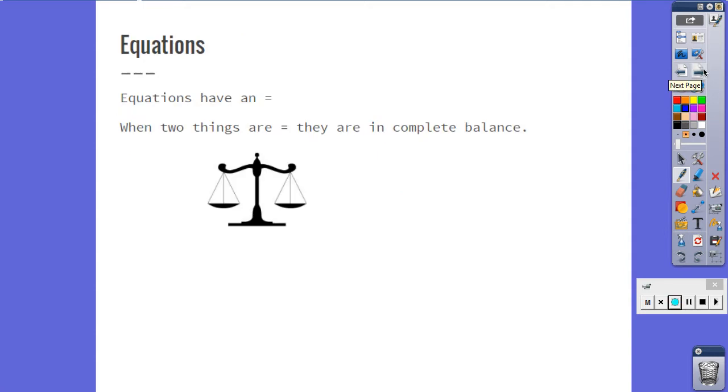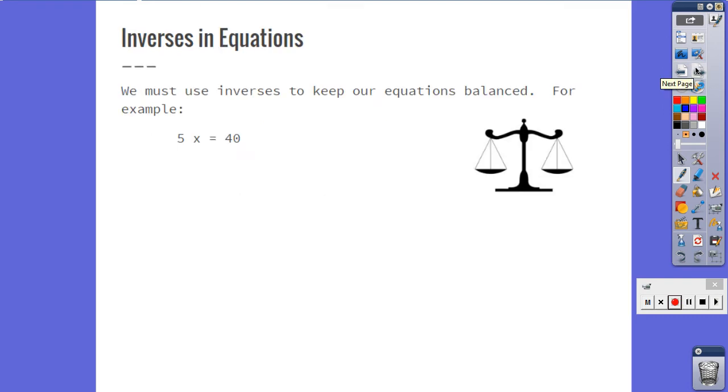In terms of equations, equations have an equal sign, and it's like a balance. So our equal sign is in the middle of our balance, and so if I'm moving something from one side of my balance to the other, I have to do those things to both sides so that everything remains in balance. So we must use inverses to keep our equations balanced.